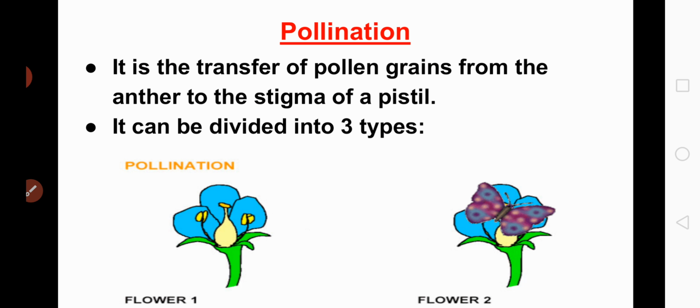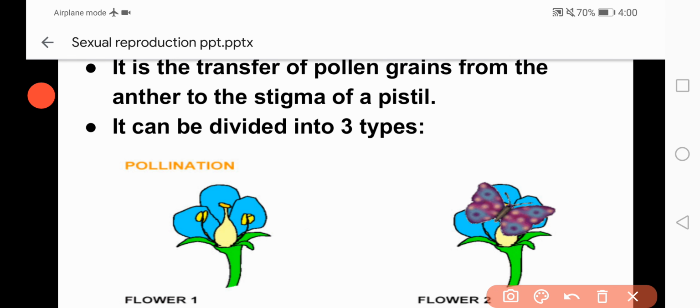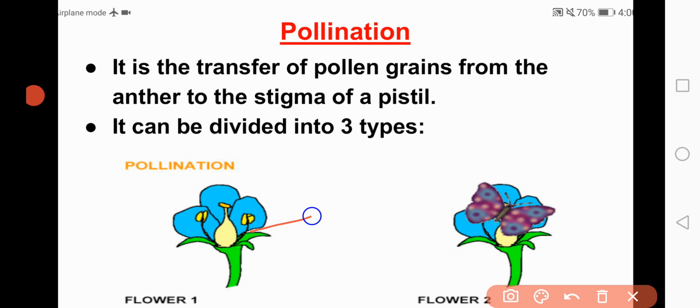So a flower consists of the male and female reproductive organs. The male reproductive organ is called the stamen, and the female reproductive organ is called the pistil. Now in the stamen, it consists of three parts: anther, connective, and the filament. And the anther is the tip part of the stamen which produces the pollen grains.